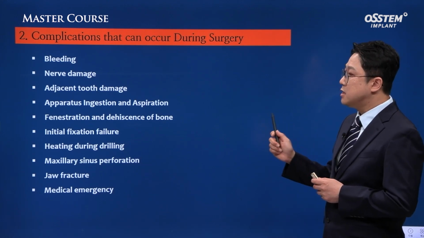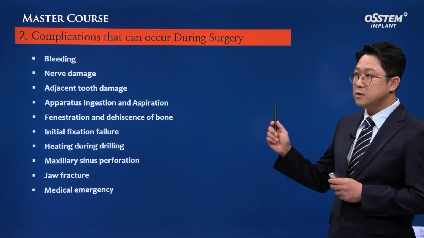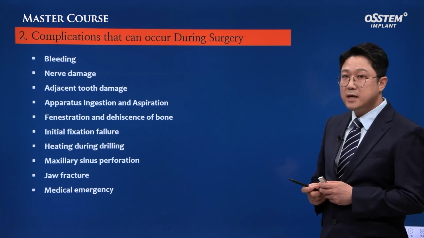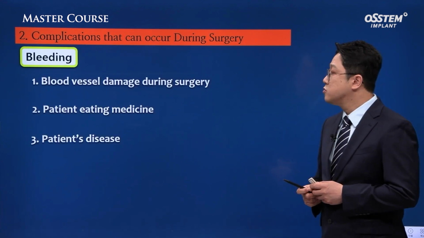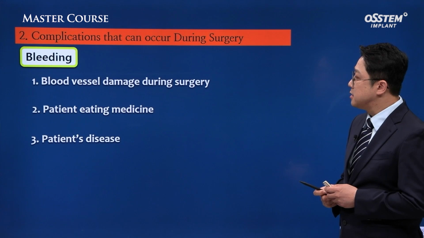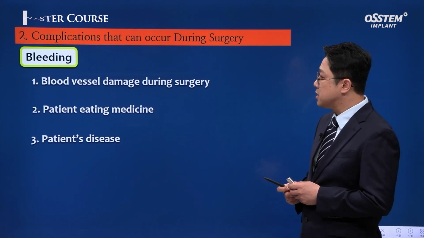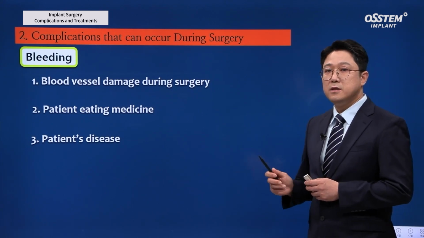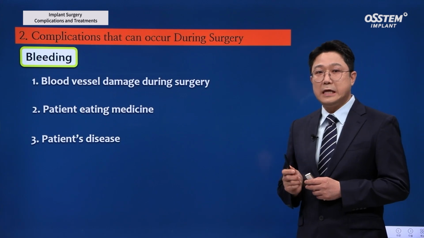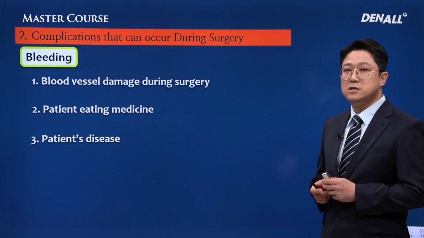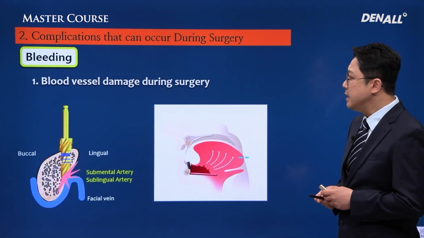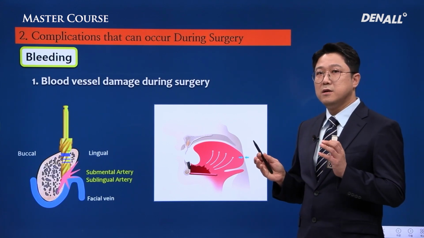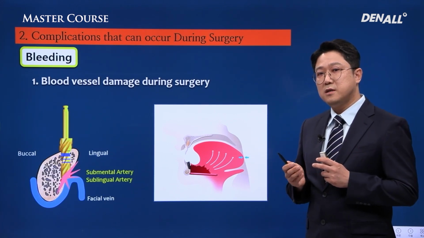Next, I'm going to talk about complications that can occur during surgery. There can be many issues. Let's take a look at these factors. Complications during surgery. One of them is bleeding. It can be caused by 3 reasons. Bleeding can occur when a vessel is damaged during surgery or due to the medicine that the patient is taking. Also, the patient's underlying disease can also be a reason. One of the most prominent examples of vessel damage during surgery can be related to lingual concavity due to the position of the sublingual gland.